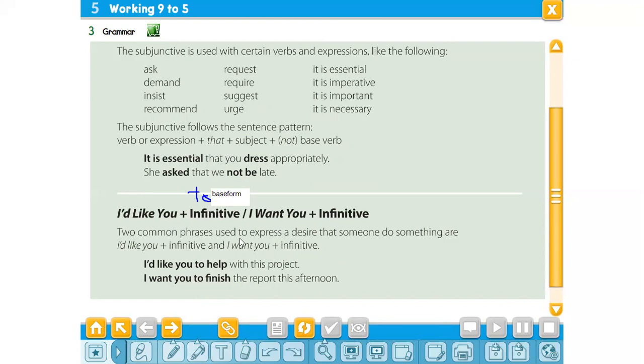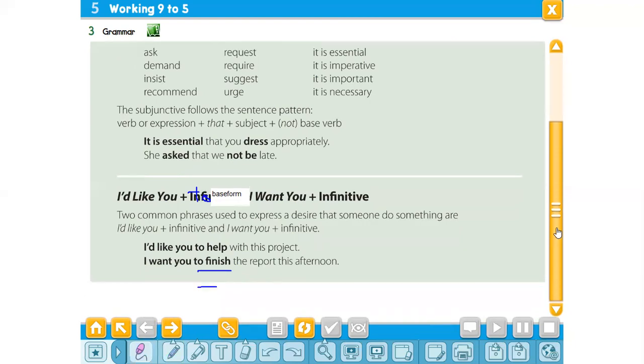Common phrases used to express desire that someone do something are I'd like you plus infinitive and I want you plus infinitive. For example, I'd like you to help with this project. I'd like you to help. I want you to finish the report this afternoon. Okay, is it easy for all? Now, can you answer the next exercise?